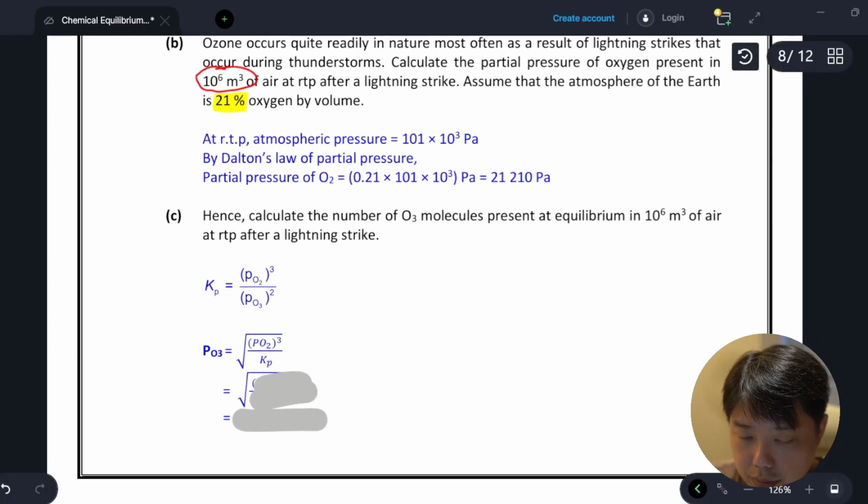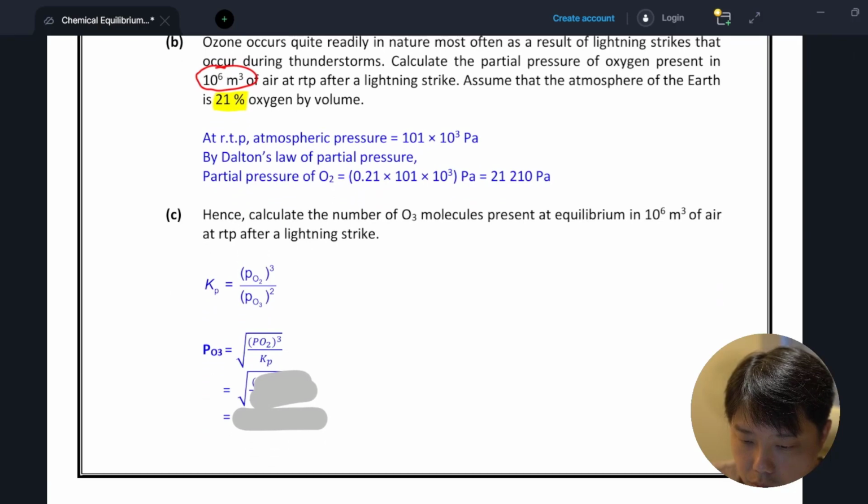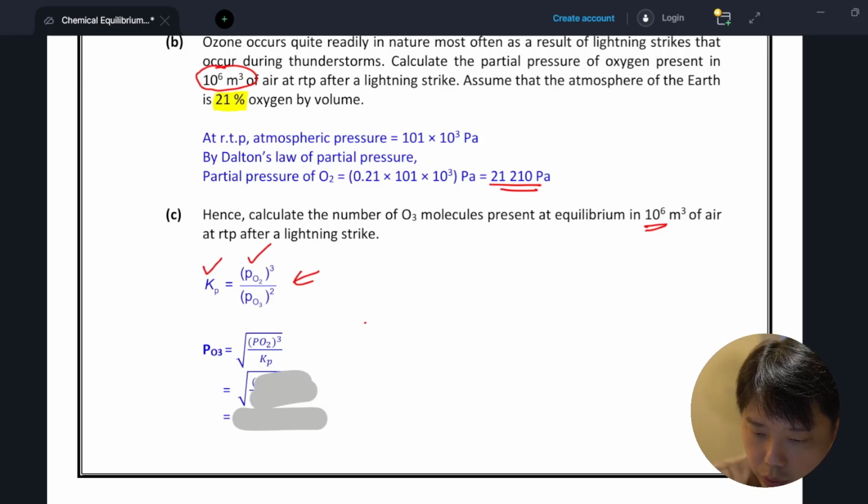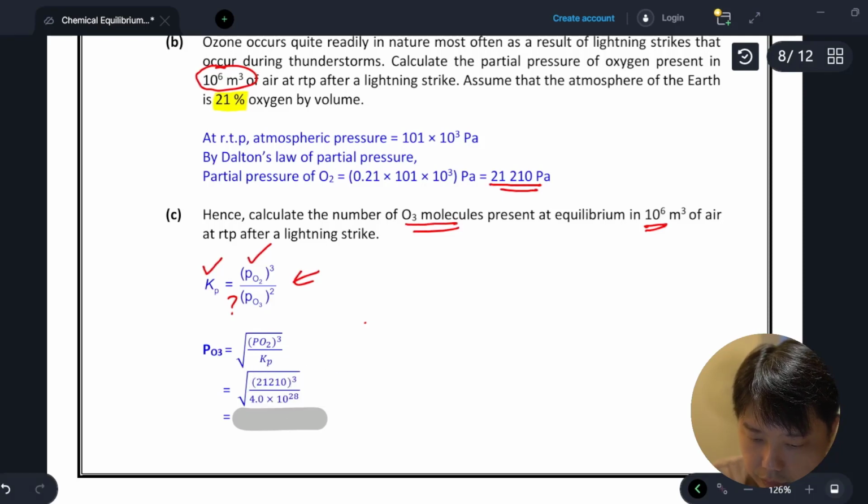If you look at part C, they want you to calculate the number of ozone molecules present at equilibrium in this volume of air at RTP after a lightning strike. You've done this expression up, and you've realized what do we have? We have the Kp, we have the partial pressure of O2. The only one that we don't have is the partial pressure of ozone, which is what we want to find. So we sub in the numbers that we've gotten earlier, then we can find the partial pressure of ozone.